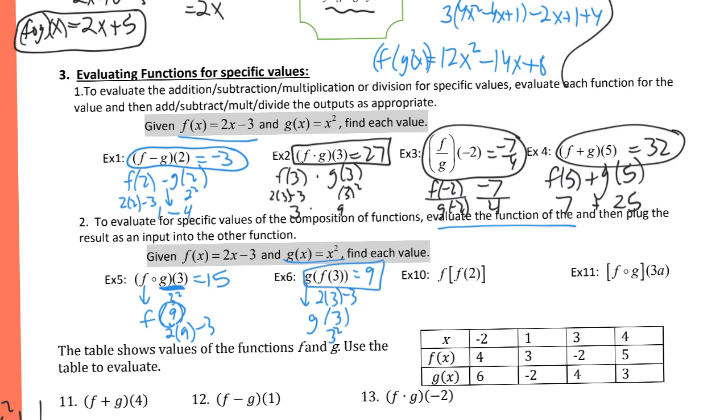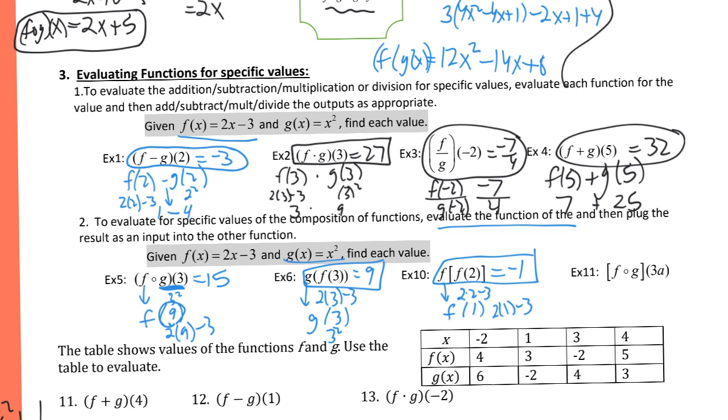So f of f of 2, the brackets just mean kind of fancy parentheses. So do f of 2, okay? See what you get as an answer. f of 2 would be 2 times 2 and minus 3. That's 4 minus 3 is 1. And then you take that result and plug it into f again. So that result is your new input. So you plug in 1 to f, and you go 2 times 1, and then you minus 3. That's negative 1. So your final answer is negative 1.